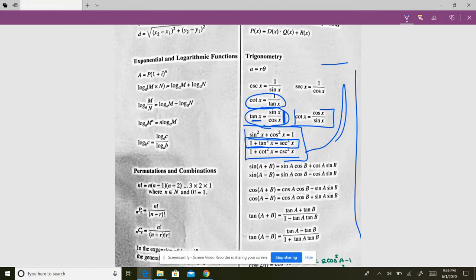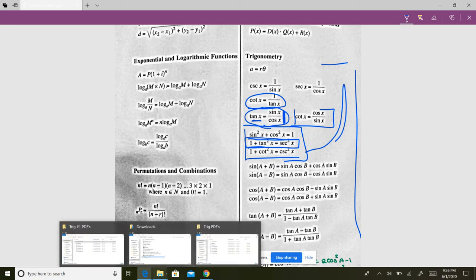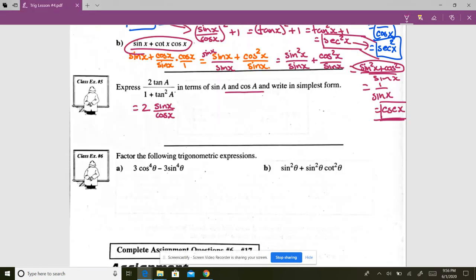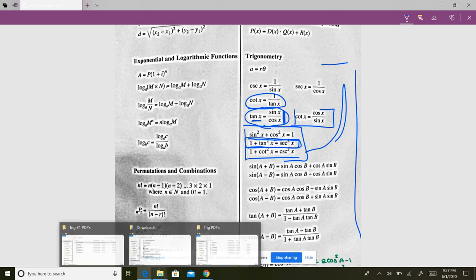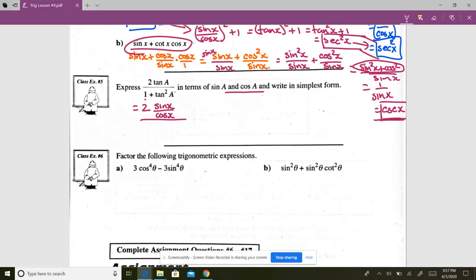Where should my formula go? There it is. And then we have 1 plus tan squared. So that's a trig function squared with a plus 1. Hopefully you remember, 1 plus tan squared is secant squared. So I get secant squared of x.